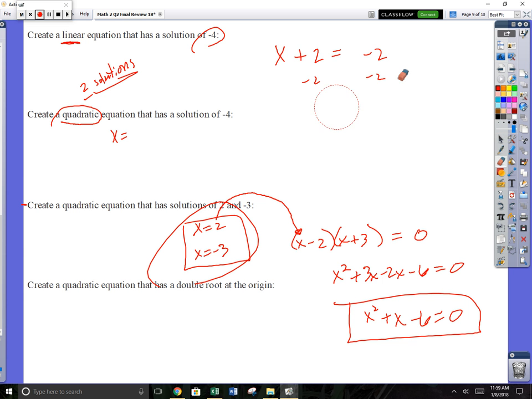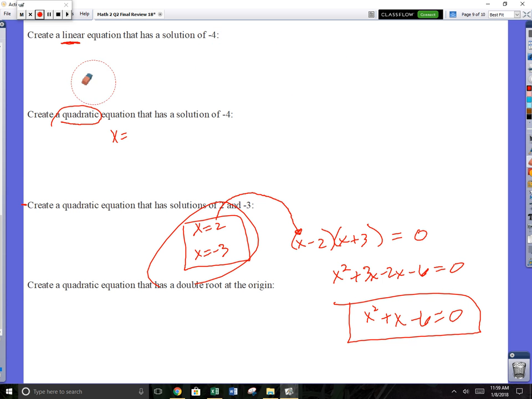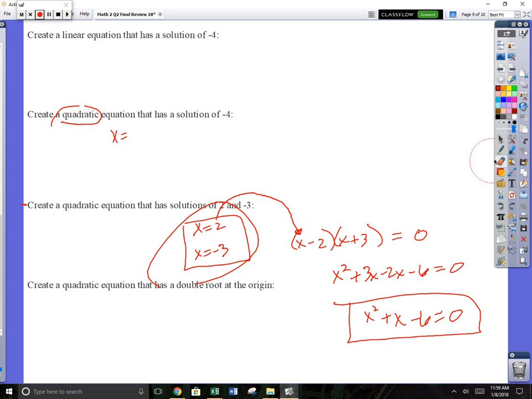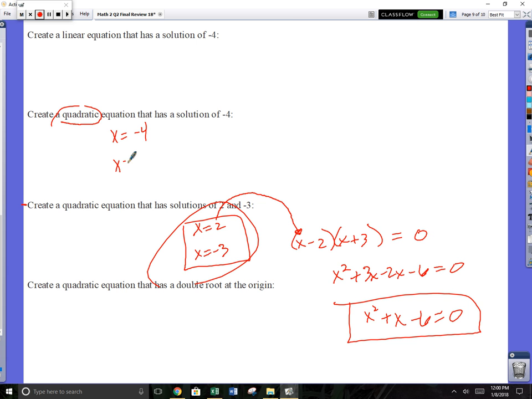This is called a double root. So x equals -4 and x equals -4. So if we start going backwards, we are going to go just like this. X, -4 is the solution, so this is going to be +4, this is going to be +4.